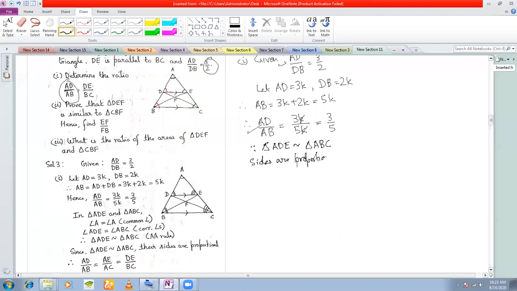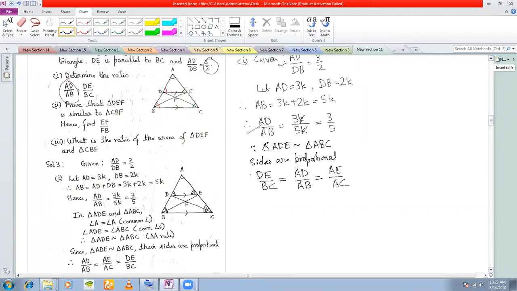So let's write the proportional sides. DE by BC, this ratio we have to find out. These two sides are opposite to the common angle. DE by BC is equal to AD by AB, the sides that are opposite to your green angles, and the sides that are opposite to your red angles are DE by AC.